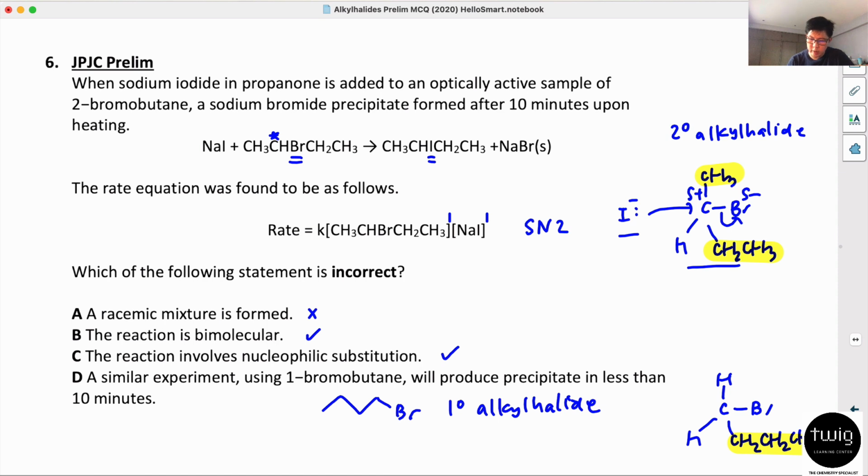So which means the nucleophile I minus will be able to attack the carbon more easily, right? So it'll be a faster rate reaction, and you will produce a precipitate in a lesser amount of time. Since secondary is after 10 minutes, this will take less than 10 minutes, right? So this is actually a correct statement, which means the question is asking for which is incorrect, has to be A.